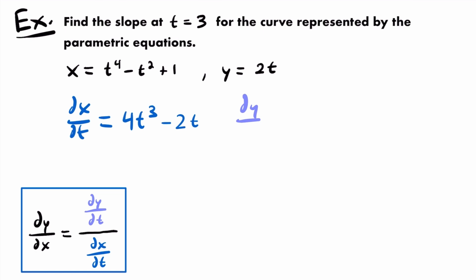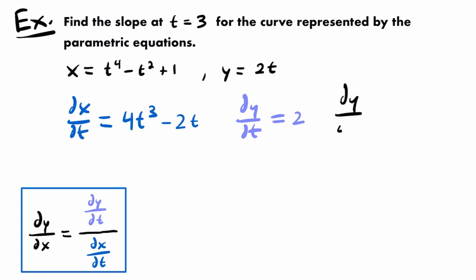Now let's find dy/dt. Let's take the derivative of y with respect to t. In this case, we have a pretty simple derivative. We just need to differentiate 2t, and the derivative of a variable to the first power is just going to be equal to its coefficient. So dy/dt is just equal to 2. Okay, so now we have dx/dt and dy/dt. Now we can find our parametric derivative dy/dx.